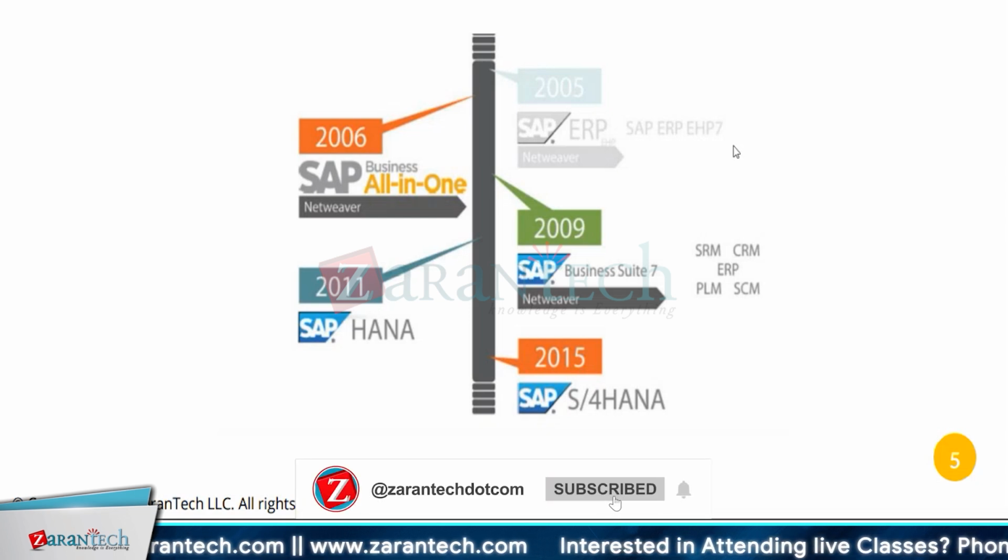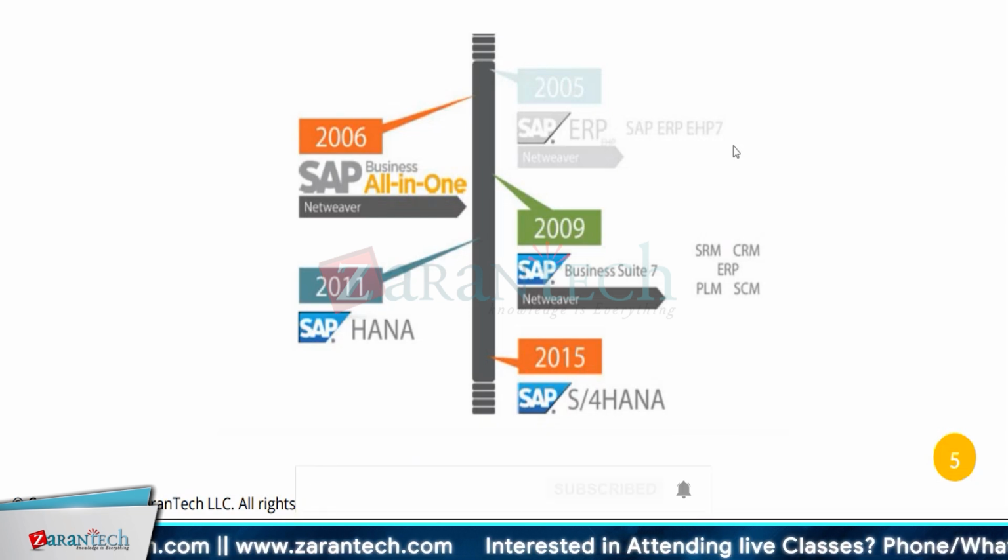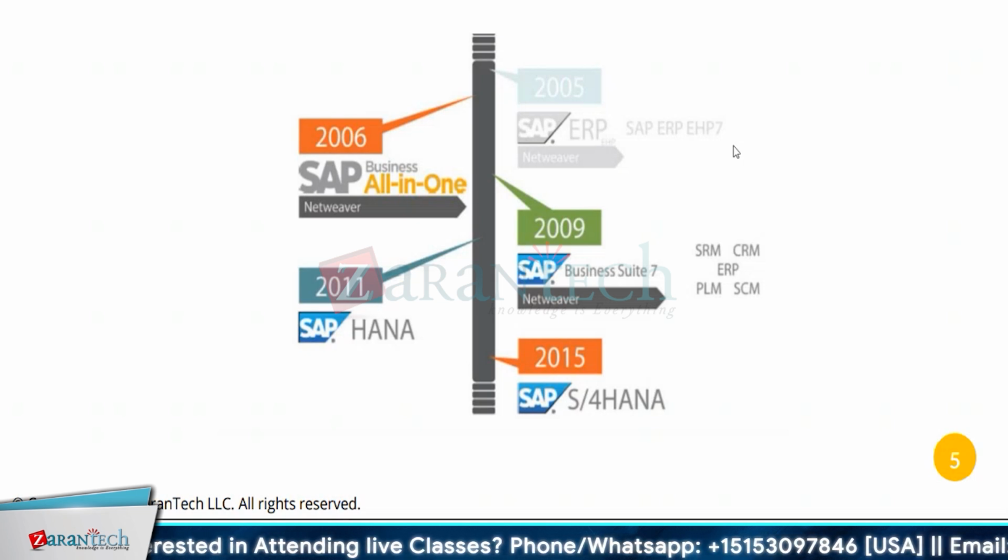Now, coming to SAP S4 HANA, it was finally in 2015 that SAP S4 HANA was officially launched. It basically represented a major leap forward. It was built on the SAP HANA platform, which was launched in 2011. And S4 HANA was designed to address the complexities of the digital age.